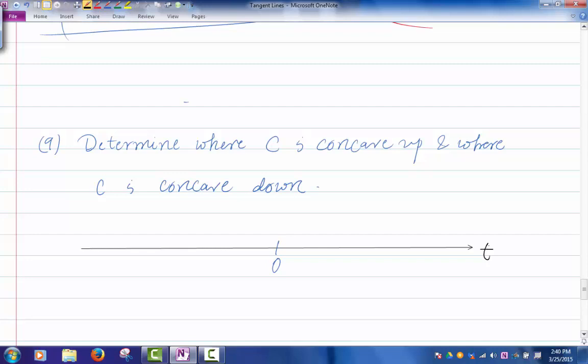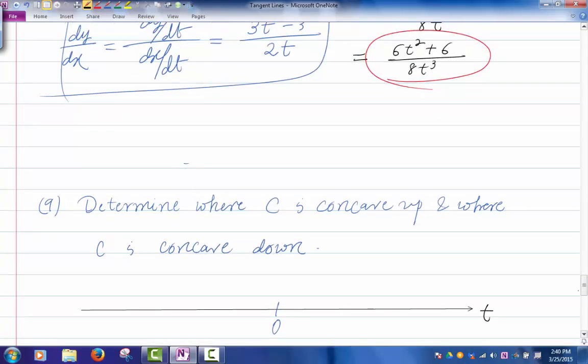So I want to figure out whether the second derivative is positive or negative on the left and right of 0. So let's look at the formula for the second derivative. On the left of 0, is it positive or negative? Negative. On the right of 0? Positive. Where is it concave up? Concave up, and here it's concave down. So C is concave up and concave down like this. Everybody agrees? Okay. All right. So what's the final step?